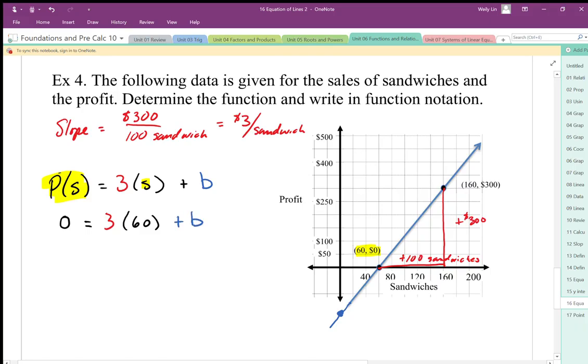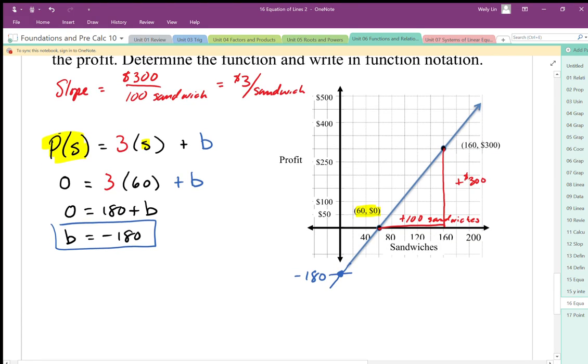So that allows me to calculate the starting position b. So I'm going to end up with 180 plus b equals 0. So my b value is negative $180. Remember, the units are always going to be the same units as your y-axis units, so dollars along here. So that's negative 180 here.